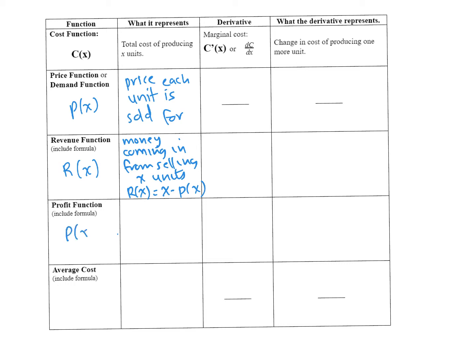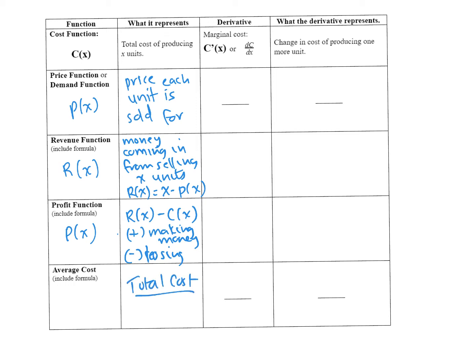Profit is capital P, and that is always going to be the revenue that you bring in, subtract any cost to produce the item. If profit is positive, you are making money. And if it is negative, you are losing money. And then average cost is just your total cost divided by number of units that's sold. Okay, so that's just some vocabulary.